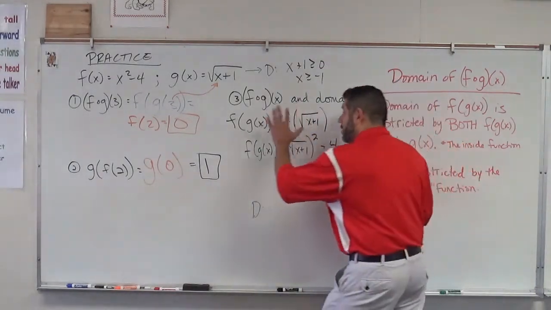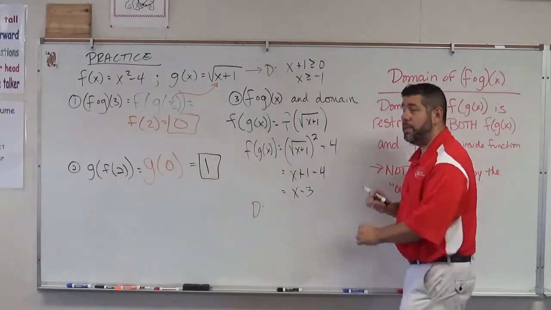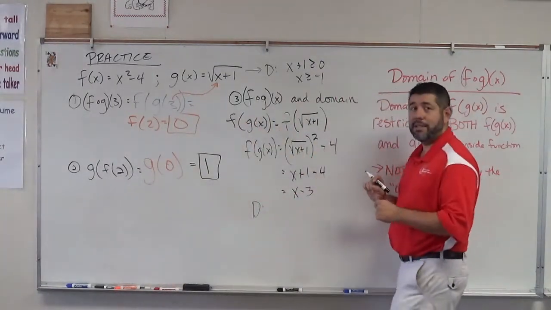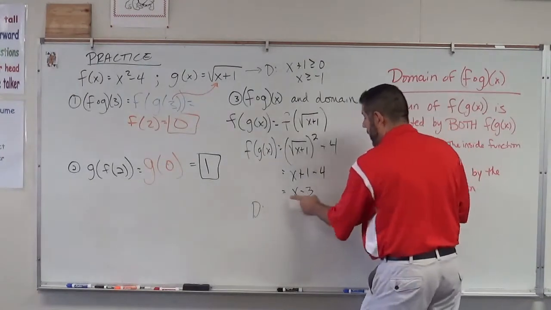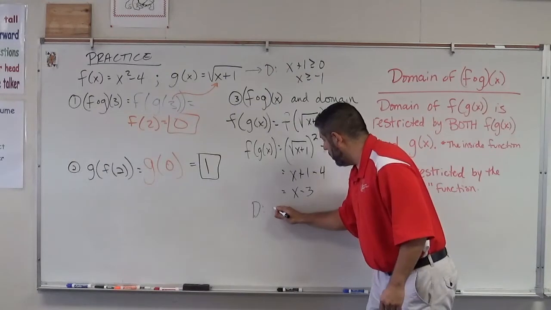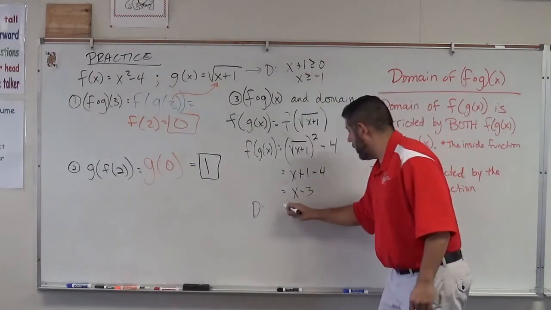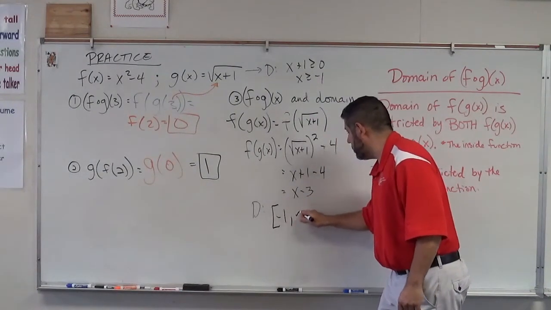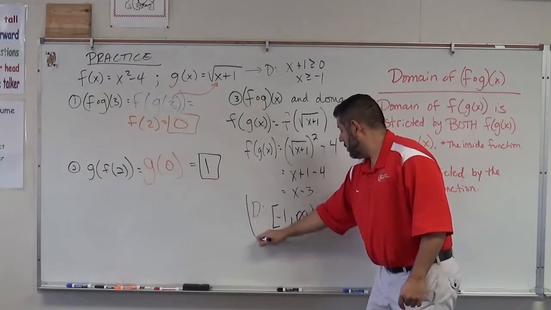So, since our composite function must be restricted by the inside, which was g of x, our domain, even though this looks like a line, is going to be x greater than or equal to negative 1, which I'm going to write in interval notation as negative 1 to infinity.